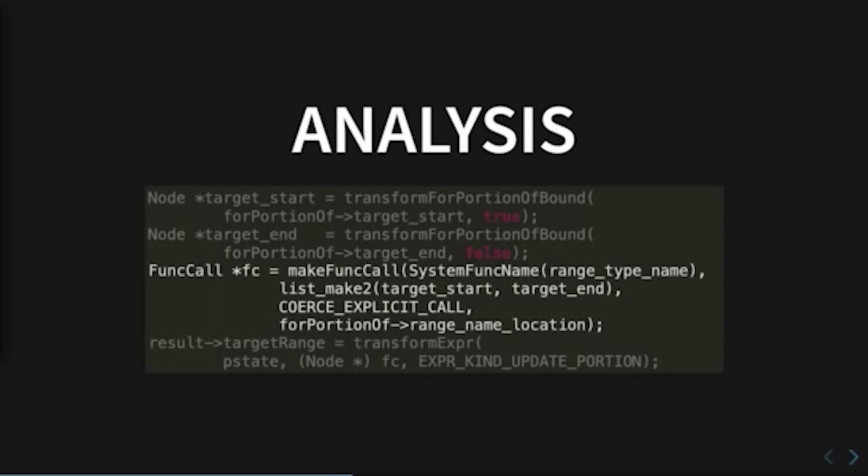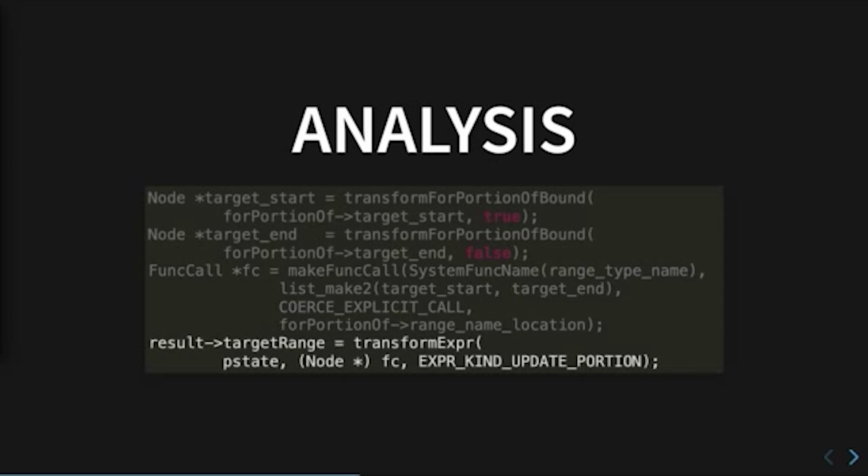Next, we will make a function call node, which is calling a range constructor of the appropriate type, passing in the bounds. So we're building our range here. Not actually building it, we're just setting up the node tree to build it. Range name location is something that you see a lot in Bison code, which just gives the user a pointer to where an error happened if we need to report an error. And finally, we call transform on this expression node also.